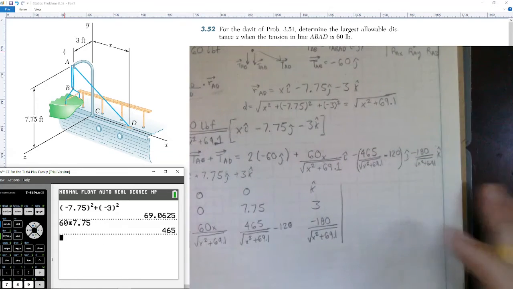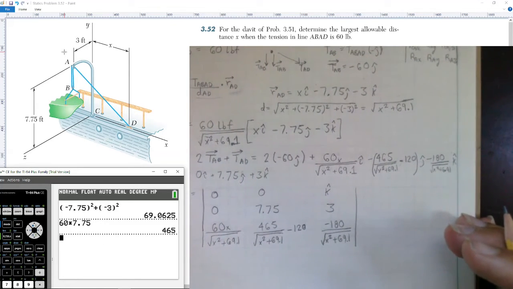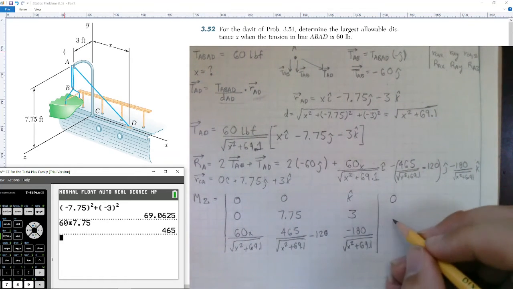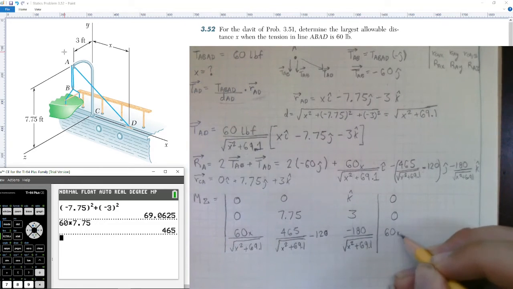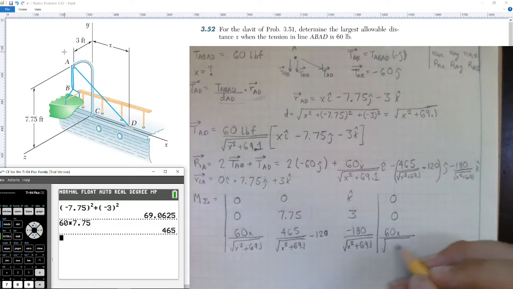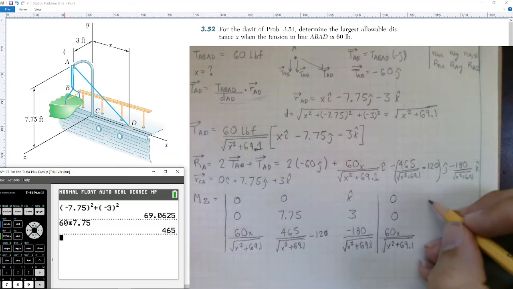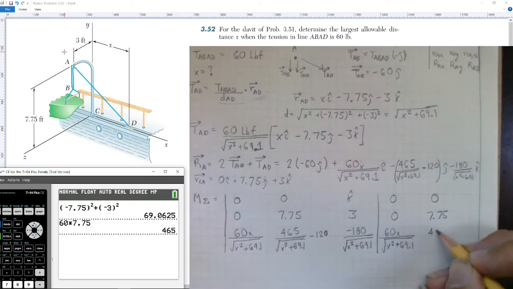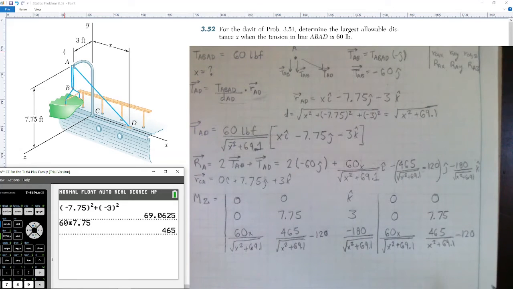We also need to copy down the first two rows again. So we'd have 0, 0, 60x over x squared plus 69.1. We have a 0 value again, 7.75 for position. And our 465 over x squared plus 69.1 minus 120. Good. Now when we evaluate this, we have a good number of zeros, so most of these terms will end up being 0.